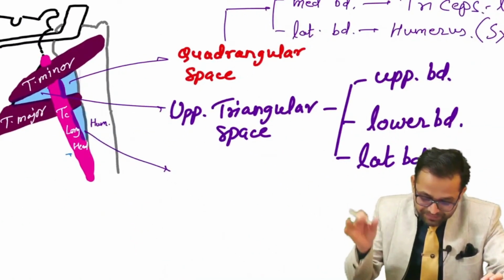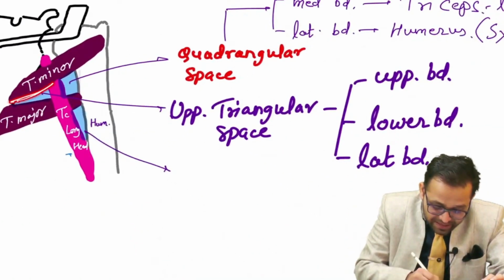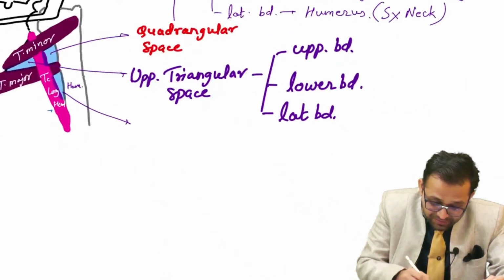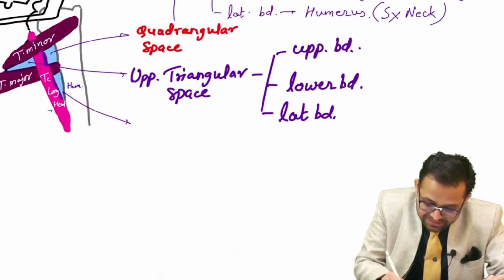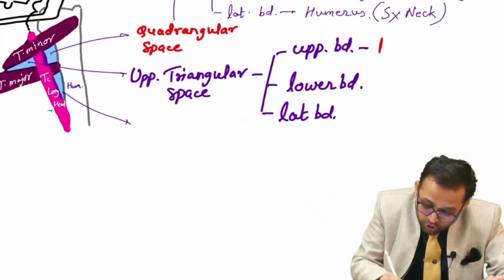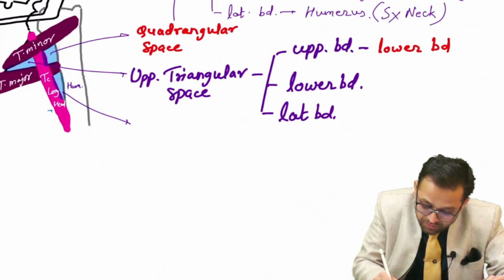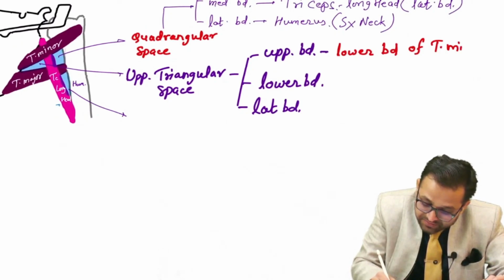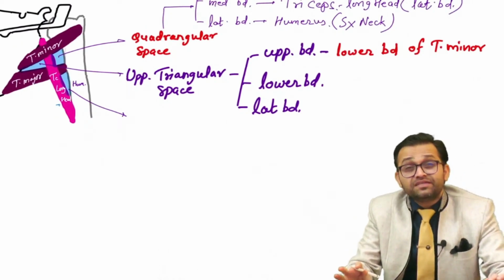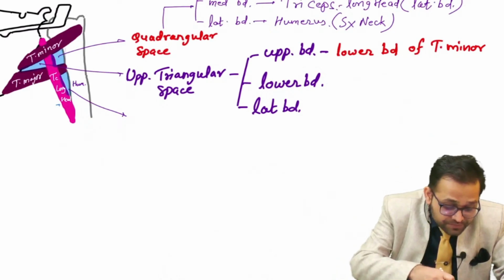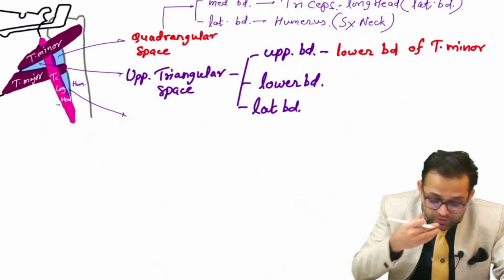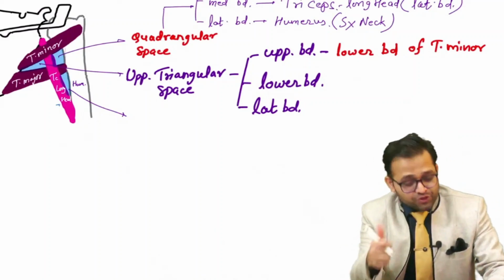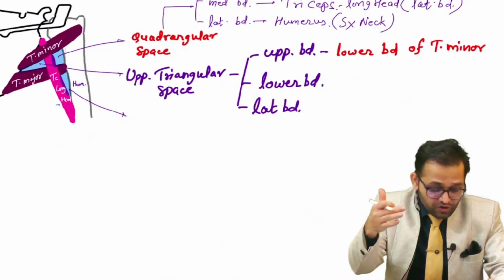Now what I want to tell you, beta: sir, the upper triangular space is having the upper border. What I told you, sir, this is our lower border. Okay sir, border of what? Sir, lower border of the teres minor. Okay, everything is MCQ.